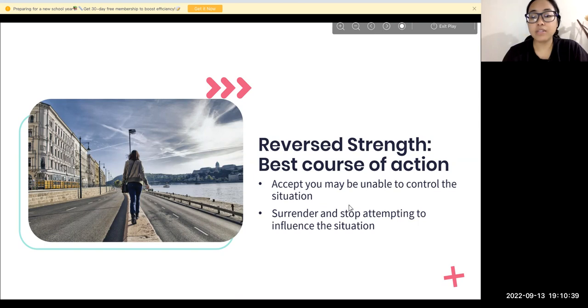So surrender and stop attempting to get influenced by the situation. If you don't want to get influenced by the situation, then just slow down, surrender, observe, accept. A new possibility will arise at that moment, a sudden peace, a sudden freedom you will experience. And when you are in that space, in that mental state, you will be able to take the right decisions in your life.